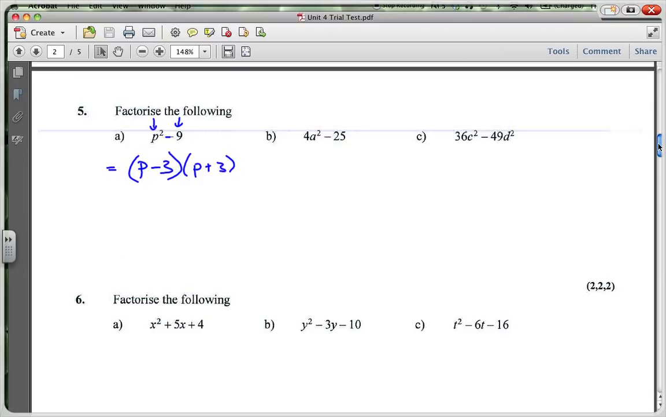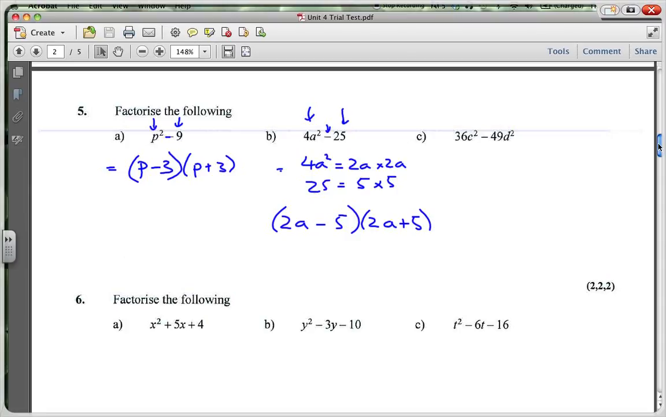With this one over here, again, you've got your two terms and you've got your negative sign, difference of two squares. 4a squared, I'll just do this to help you. You can write that as 2a times 2a, and 25 you can write as 5 times 5. So it's a difference of two squares. So you can therefore write this as 2a minus 5, 2a plus 5.